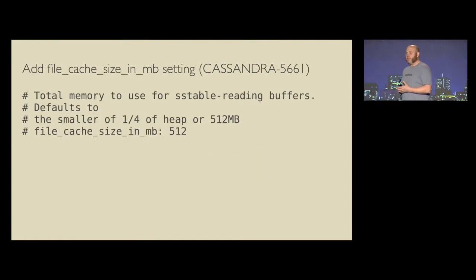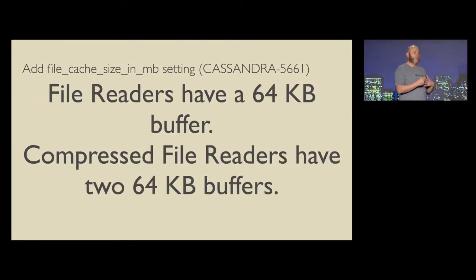If you've used LCS and it got a long way behind, like thousands of SSTables behind, you may have been bitten by the problem that CASSANDRA-5661 fixes. So we have these file readers, and they have a 64 kilobyte buffer. And when we have compressed file readers, they have two, one for the compressed, one for the uncompressed. And a while ago, these were pooled and cached, and that made things go a little bit faster.